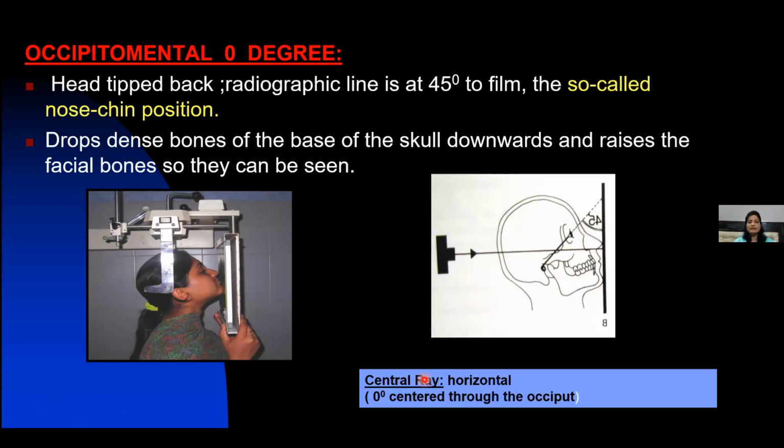Central X-ray is directed directly through the occiput. What is the difference? It drops the dense bones of the base of the skull downwards and raises the facial bones. So I can see the facial bones more clearly. If I want to go for Le Fort 1, 2, 3 fractures, I can go for occipitomental 0 degree. Nose chin touch. Okay.